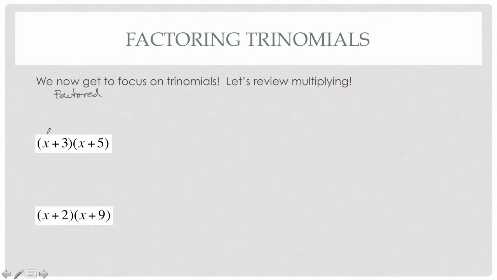So again, distributive property, every term needs to multiply every other term. So let's start with the x times x gives me x squared. Then I have the x times the 5 gives me plus 5x. Then the 3. 3 times x gives me 3x. And finally, 3 times 5 gives me 15. Okay, I can simplify my two middle terms, and they equal x squared plus 8x plus 15.